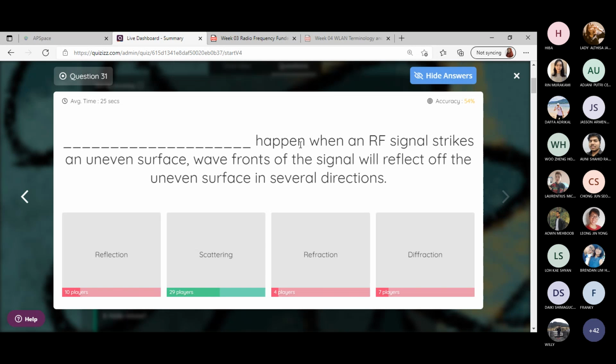This one happens when a radio frequency signal strikes an uneven surface. This one is scattering. As I said, like a road, a place where you walk, a path.